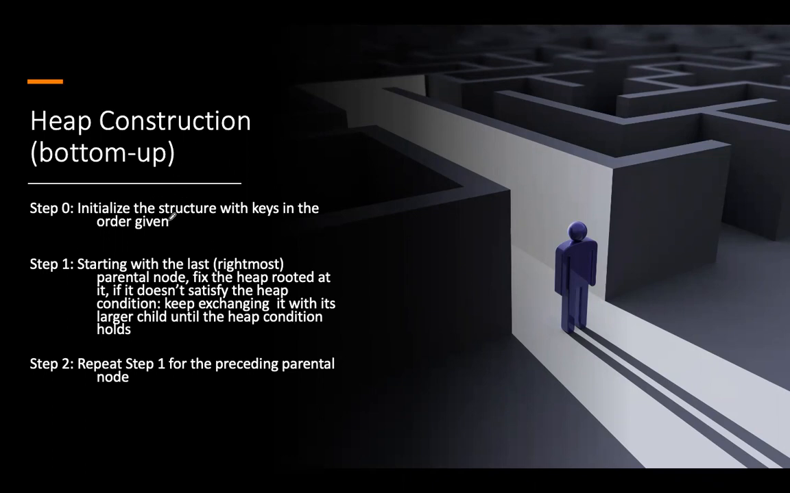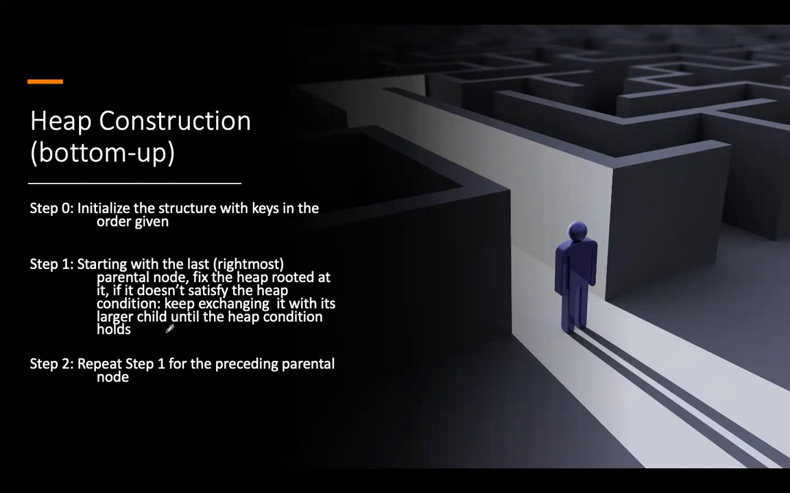So how can you construct the heap? We follow the bottom-up approach. Step 1: initialize the structure with keys in the order given. Write down those elements in order. Starting with the last, rightmost parental node, fix the heap rooted at it. If it doesn't satisfy the heap condition, keep exchanging it with the larger child until the heap condition holds.